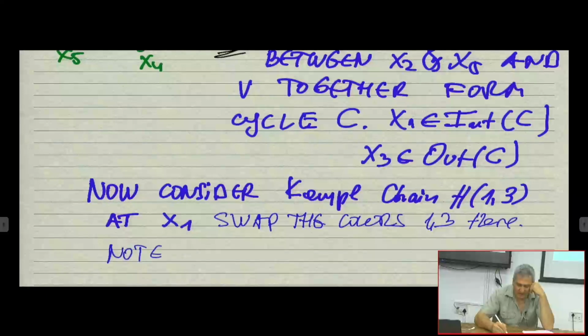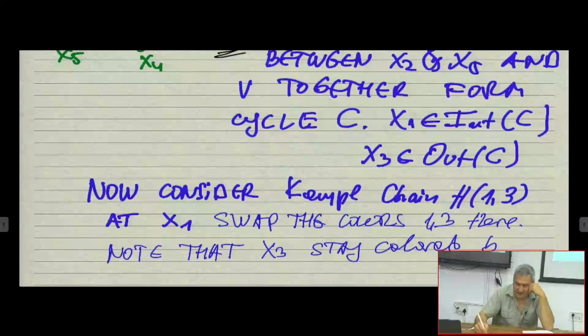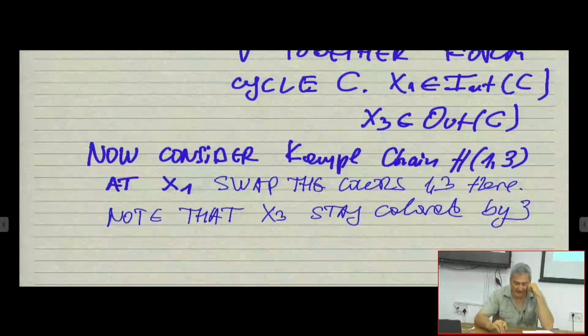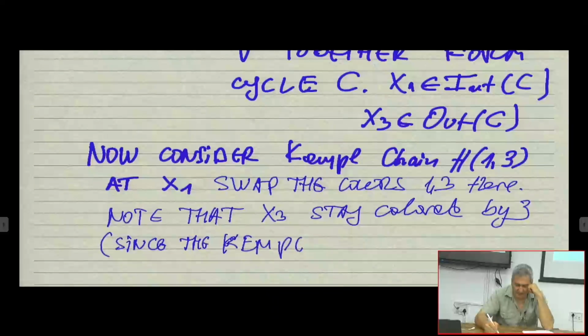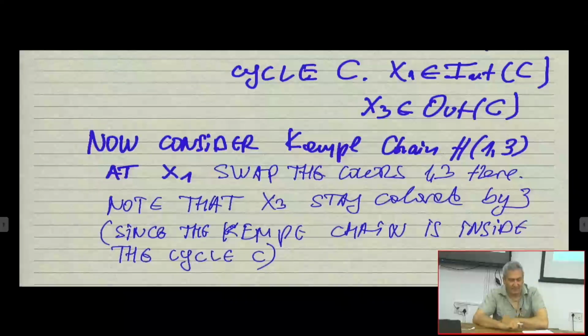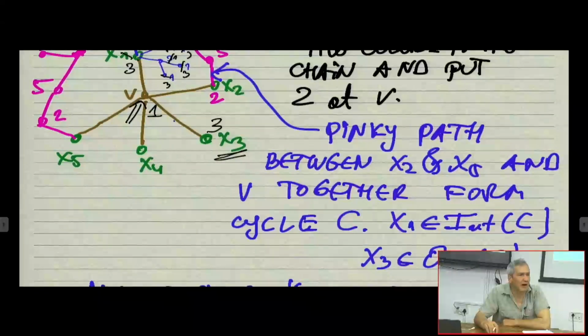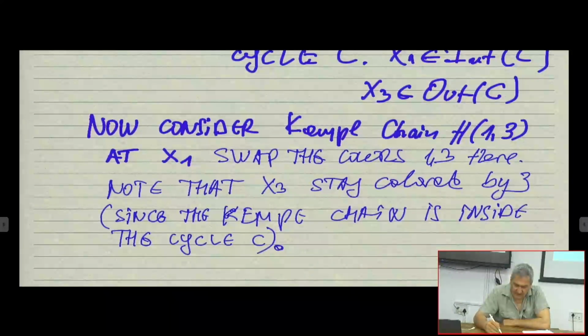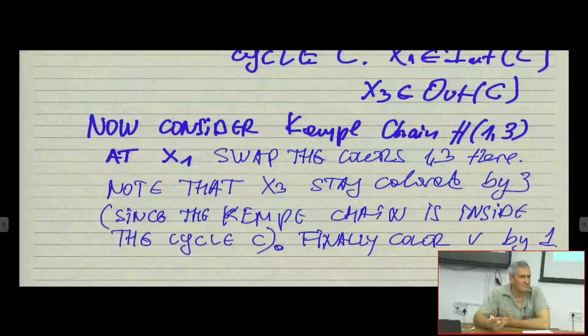Note that X3 stays colored by 3, since the Kempe chain is inside the cycle C, and then put 1 at V, and then finally color V by 1. That's it. That's the Kempe proof. Okay?